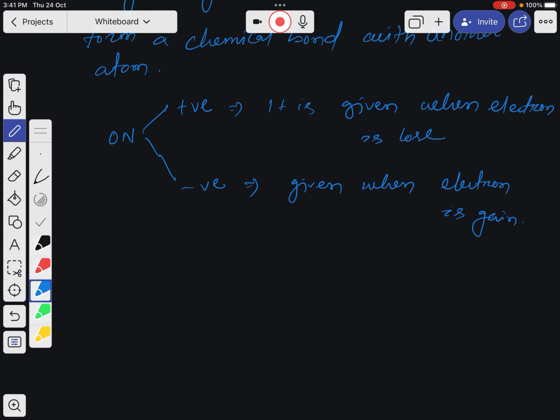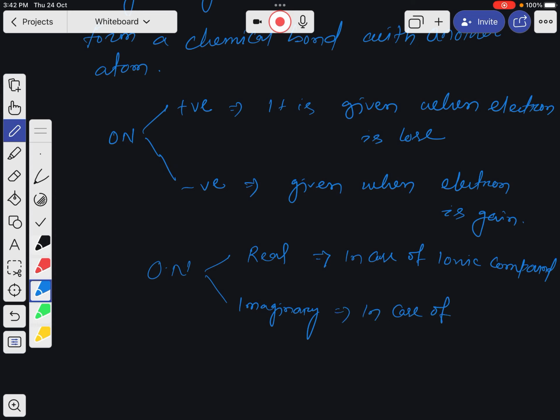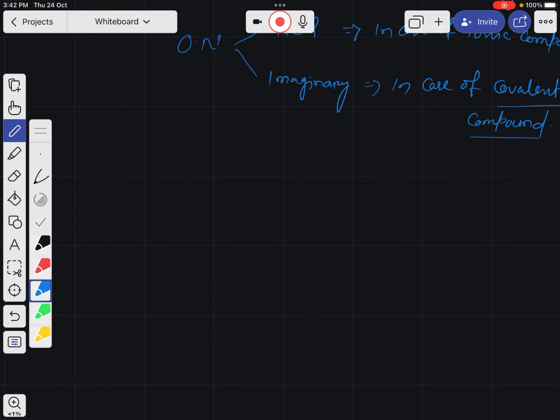Generally, oxidation number is sometimes real and sometimes imaginary. Oxidation number values are real in the case of ionic compounds and imaginary in the case of covalent compounds. Because in an ionic compound, an electron is lost by the cation and gained by the anion, so it is real. But in a covalent bond, there is mutual sharing of electrons, so no electron loss or gain takes place.